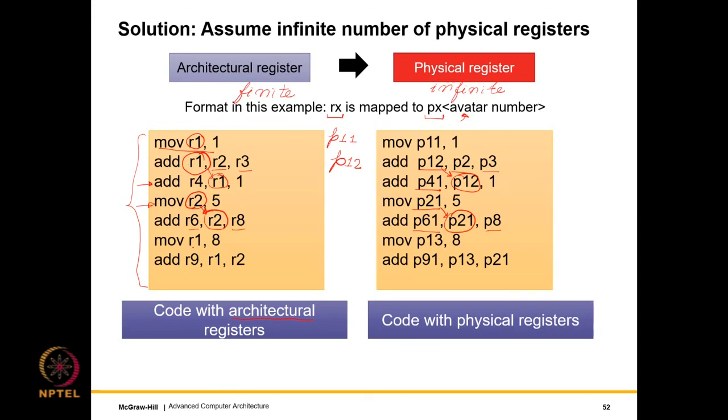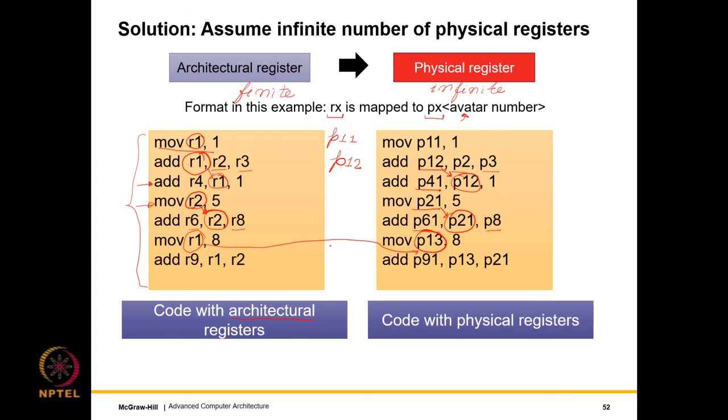And finally, we write to R1 again. So the moment we write to R1 again, we create a fresh avatar of R1, which is P13. So basically P13 essentially means that we are creating the third avatar of R1, right? And we are writing 8 to it. So kindly note that this particular convention is only for this example. So we will generalize it later. But currently our focus is on understanding this concept.